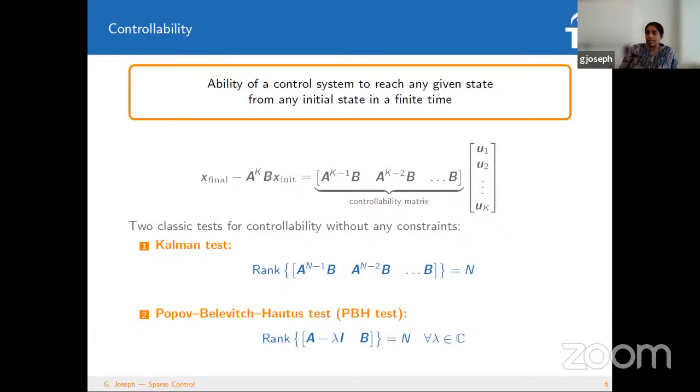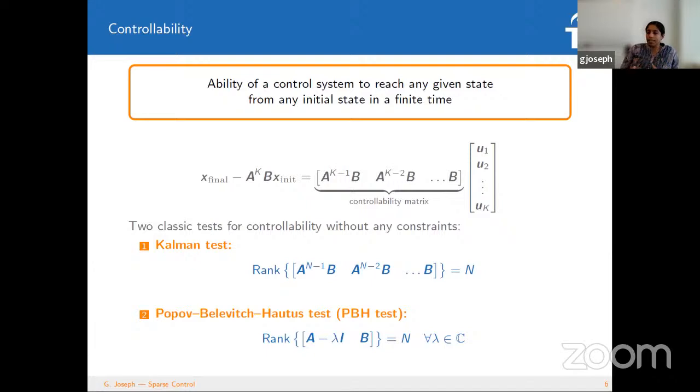And there are two classical tests to check whether the system is controllable or not. These are the tests without any constraints on the input. So your input can be anything, it need not be sparse. For the general non-sparse setting, we have two tests. The first one is the Kalman test, which says to put capital K equal to N and check the rank of the controllability matrix. The controllability matrix can be obtained by substituting capital K equal to N in the first equation, and the rank of the resulting matrix should be N. In other words, that matrix should be full row rank.